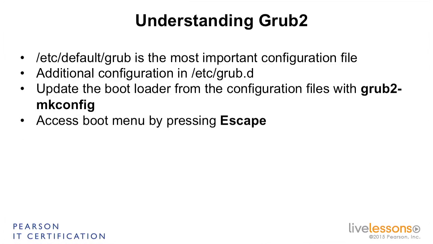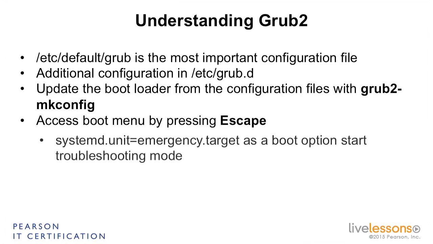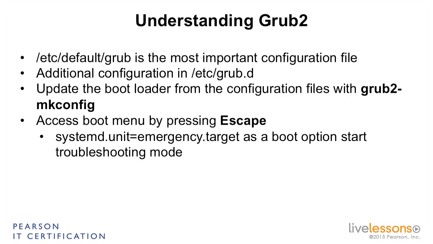So once your computer boots, you can access the grub boot menu by pressing escape. And once you've done that, you can specify specific options, like systemd.unit=emergency.target, if you need to start your server in troubleshooting mode. We will see that later in this lesson and in the next lesson as well. Now let's look at how this all works from a nice diagram.